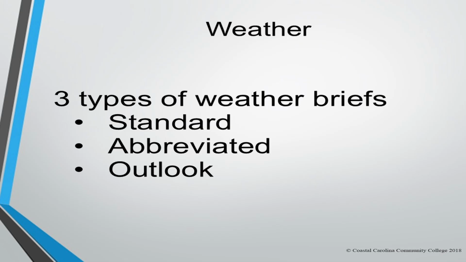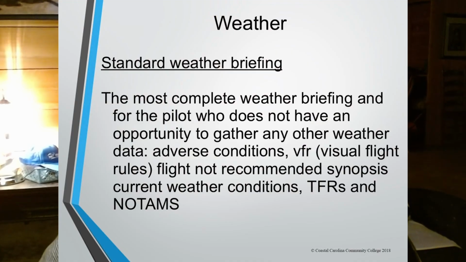So there's three types: standard, abbreviated, and outlook. Standard is the standard. It's the most complete weather briefing, and for the pilot who doesn't have an opportunity to gather any other weather data before. Adverse conditions, VFR, visual flight rules, flight not recommended, synopsis of the current weather conditions, TFR, and NOTAM. So if I want to fly, I do a standard weather briefing.